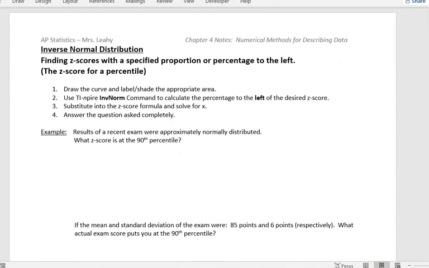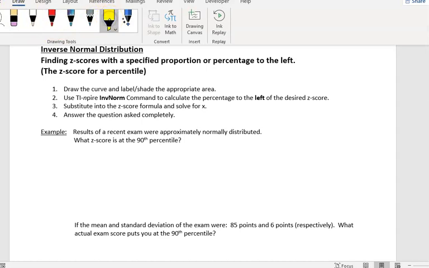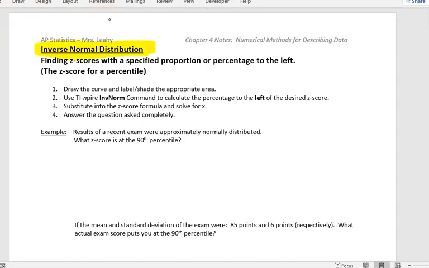If you want to know what percentile it is and you don't necessarily have the boundaries, you may have to work backwards. So we have another command called inverse normal, and this is going to be just as easy to do as NormCdf. It's in the exact same place. The only difference is it's number 3 instead of number 2. Okay, you can actually find the z-score with the specified percentage or proportion to the left. So your calculator only knows we're talking about to the left here.